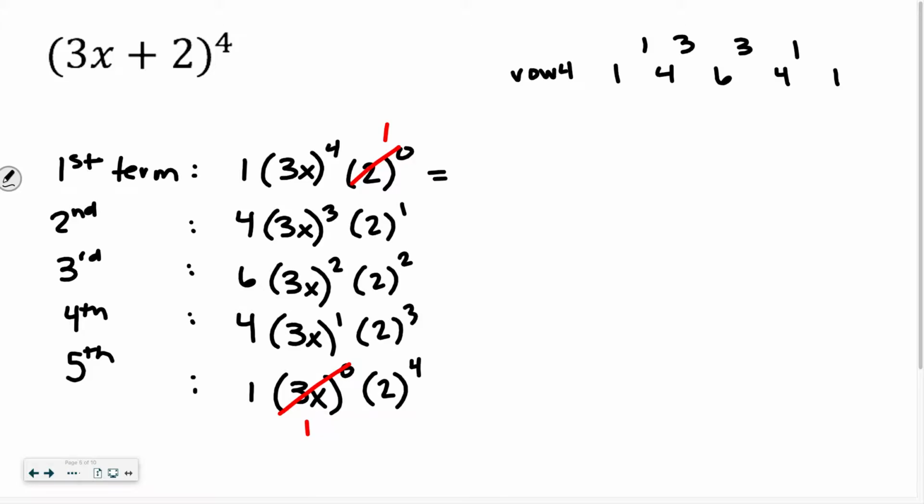Okay, here's why this one I would say is more difficult. You've got your coefficient of 1 from Pascal's triangle, and then you're taking 3x raised to the 4th. So that means you're really doing 3x times 3x times 3x times 3x. So 3 gets multiplied by itself 4 times. So you've got to remember to distribute that exponent. 3 to the 4th is 81. x to the 4th times 1. So your first term is 81x to the 4th.